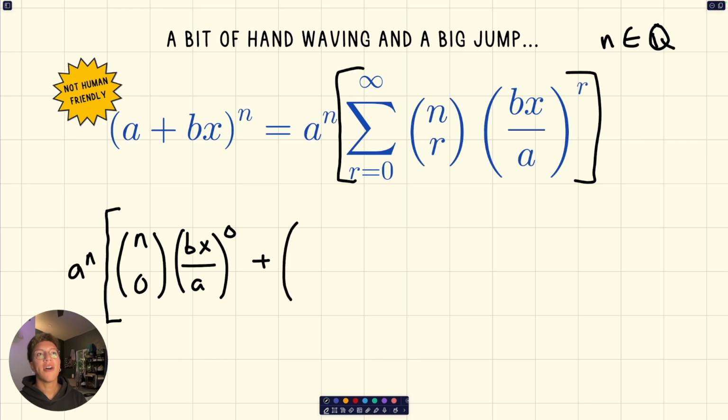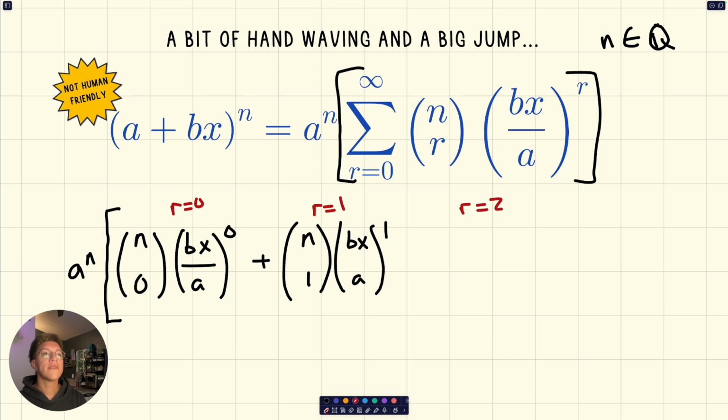So we take r is equal to 1, we get n choose 1, and our expression here is bx over a raised now to r is equal to 1. And maybe we can put up here, r equals 0, r equals 1, r equals 2. We'll just do the first 3. So r is equal to 3.